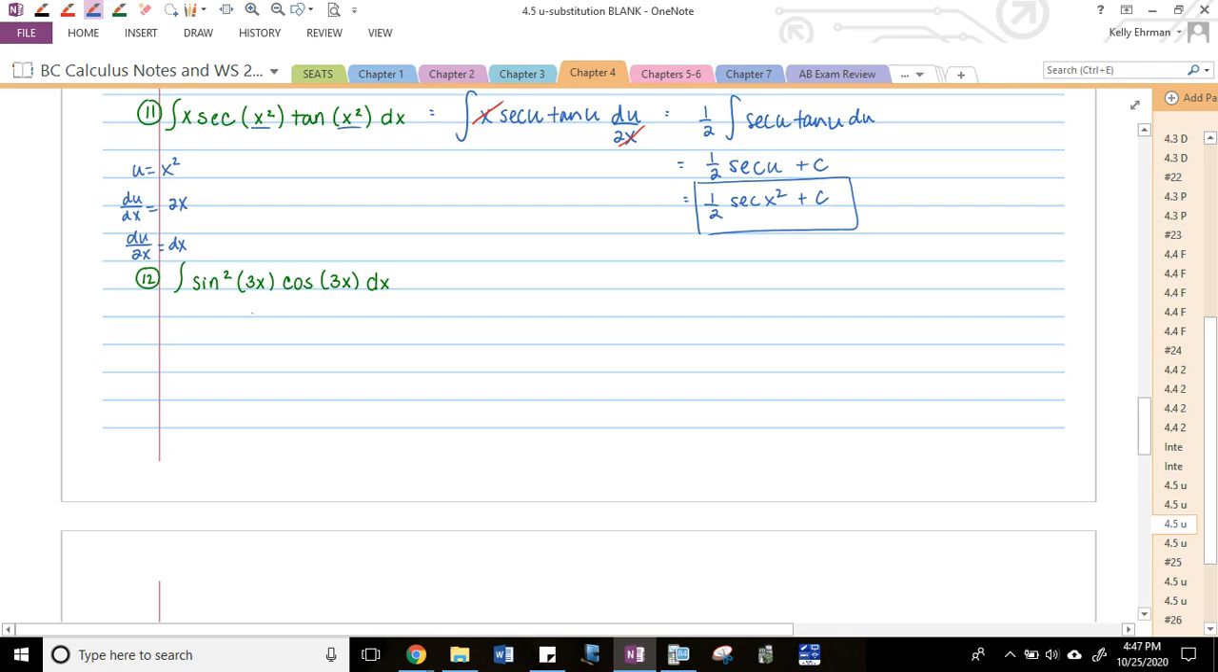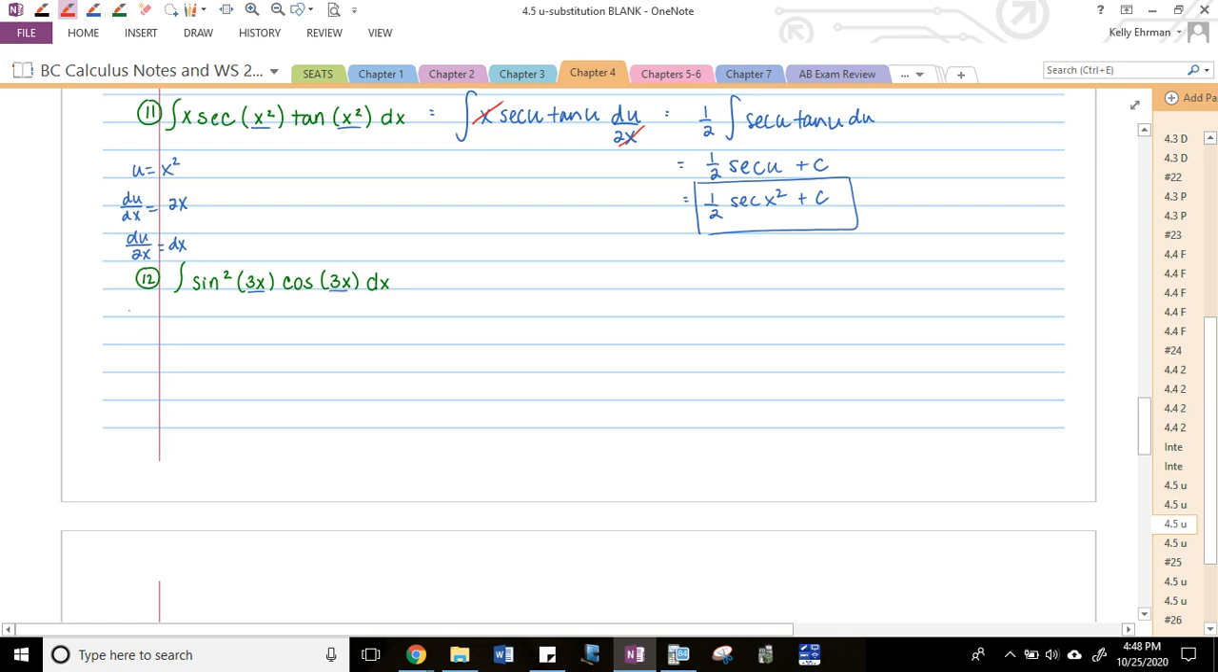All right, what about this one? This is kind of weird. We have this nested function of 3x, but what is this sine squared cosine stuff? We're not allowed to split it. Remember, we don't have a product rule here. We don't have like integral of sine squared times integral of cosine. That's highly illegal. You can't do that.